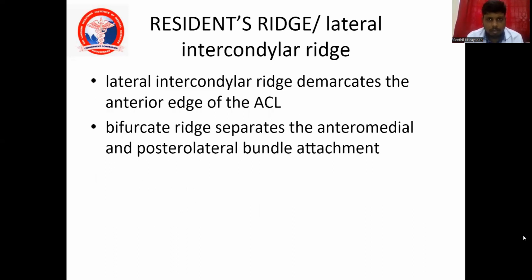Next, the important thing is the resident's ridge, or lateral intercondylar ridge. The lateral intercondylar ridge demarcates the anterior edge of the ACL. The bifurcate ridge separates the anteromedial and posterolateral bundle attachments. Putting a scope in, you can find this lateral intercondylar ridge and bifurcate ridge, so you will know which bundle is which and can differentiate those bundles.